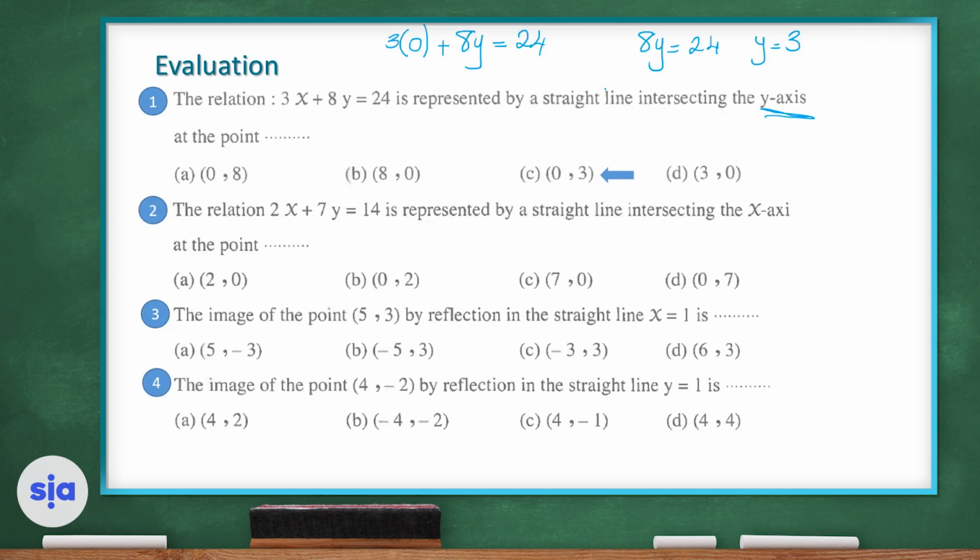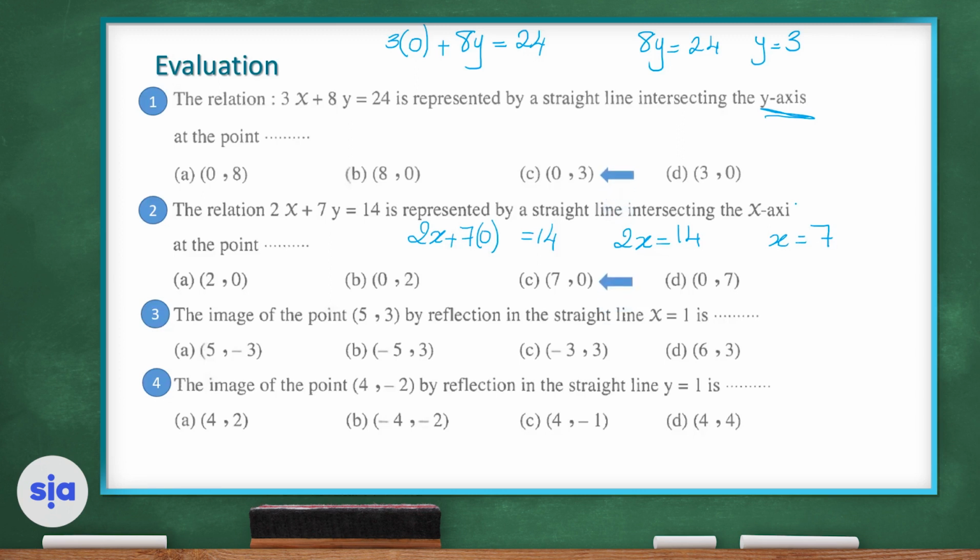Question 2. The relation 2x plus 7y equals 14 is represented by a straight line intersecting the x-axis at which point? When we say that it's intersecting the x-axis, we put y equals 0. So it's 2x plus 7 times 0 equals 14. So 2x equals 14. Then x is equal to 7, where y is equal to 0. Then the right answer here is choice C.